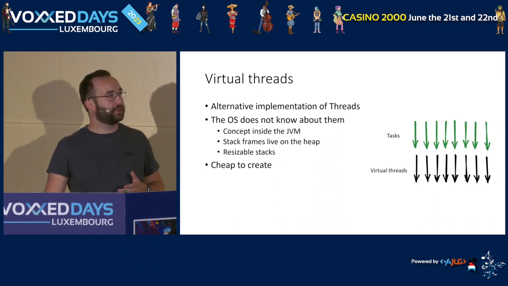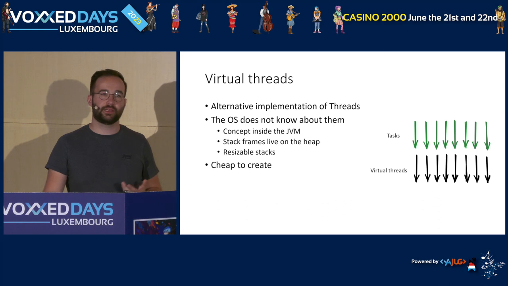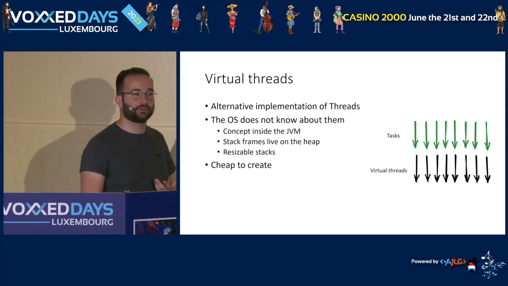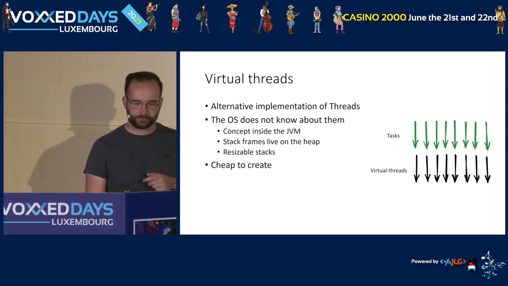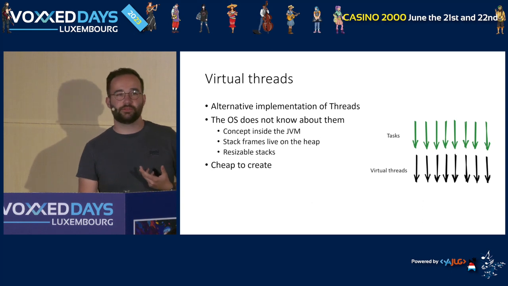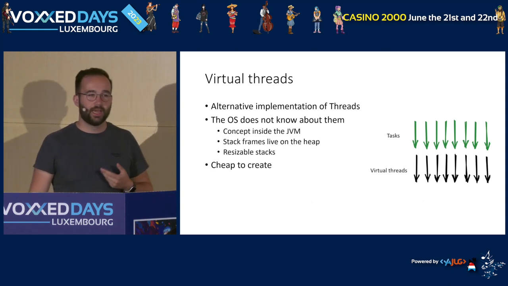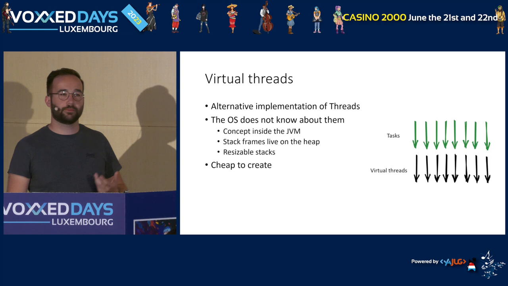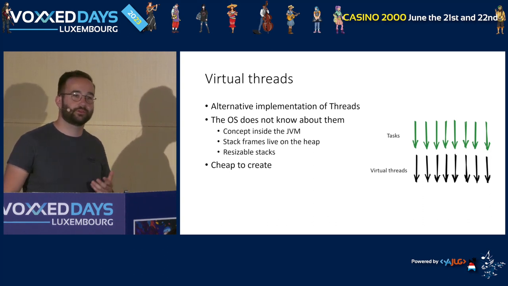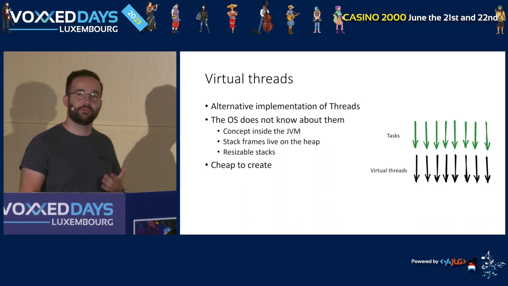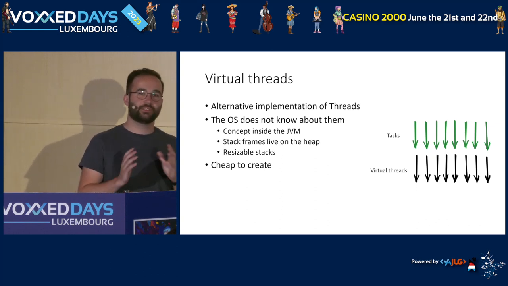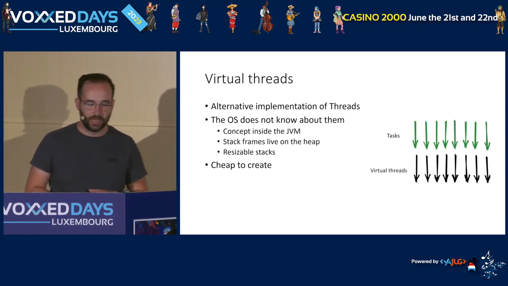Virtual threads are just an alternative implementation of the thread class. They are not going to replace the threads that we already have. We just get a new type of thread that we can use. And the great thing about them is that the operating system doesn't know anything about them. So when we're going to create a virtual thread, we don't have to go to the operating system. We can just stay inside our application.